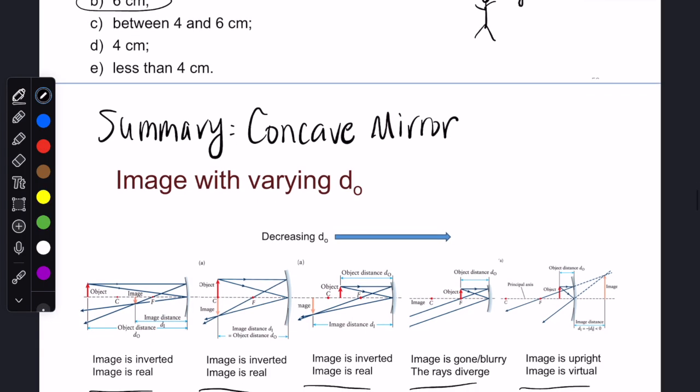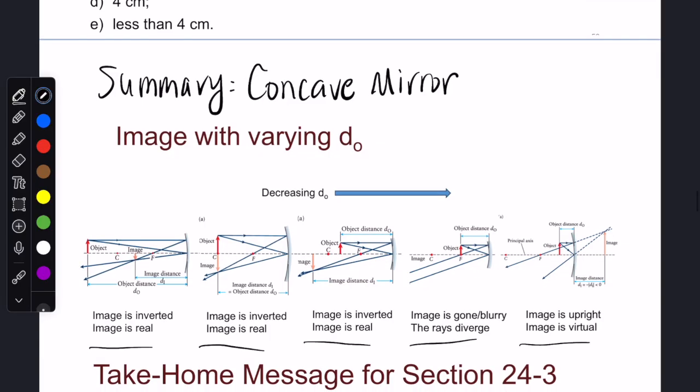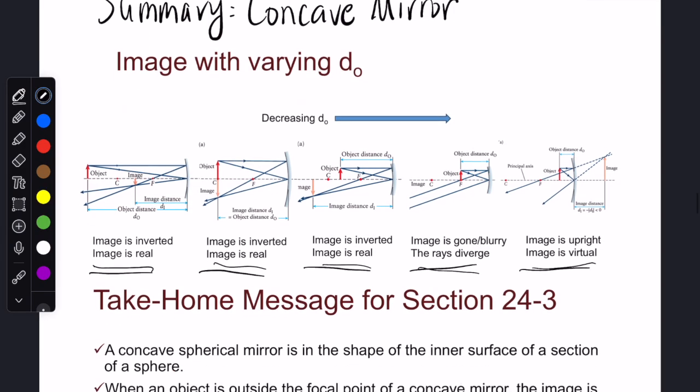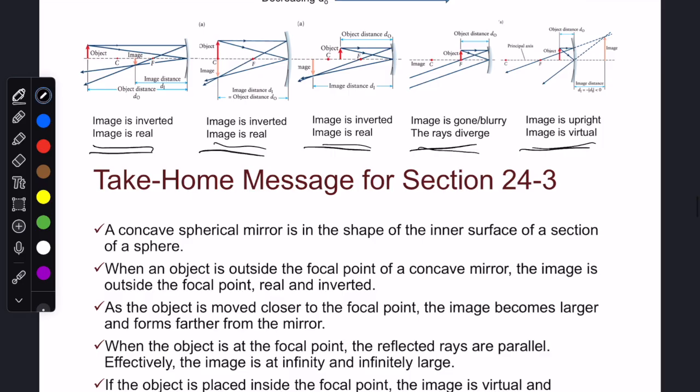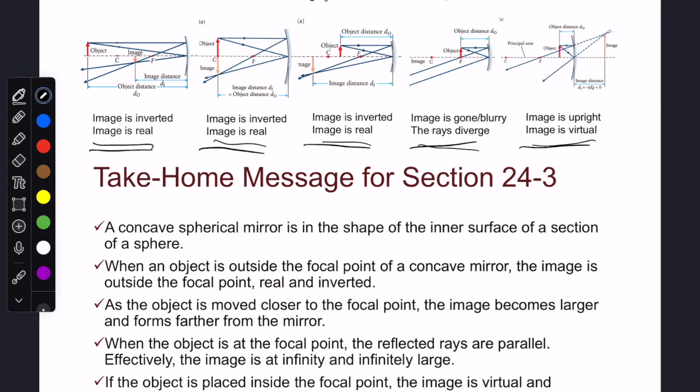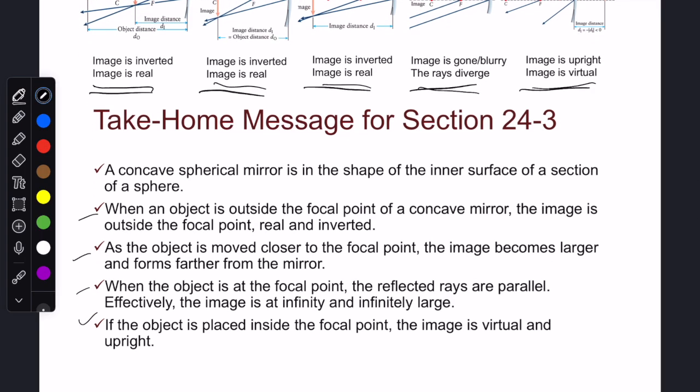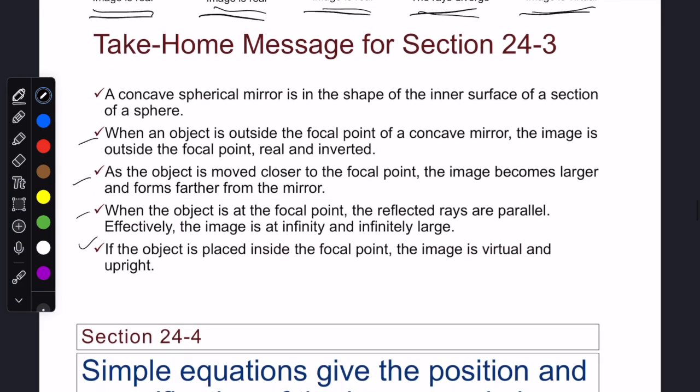So in summary, here's all those ray diagrams that we went through, from high to low object distance, right? We brought that object closer and closer to the mirror. And here are the properties. This is a very nice summary of everything we just talked about. Okay, and so to wrap up, we talked about the qualities of the image produced by a concave mirror. And that's basically what the summary is saying, so I'm not going to repeat it. We just talked about it, okay? And you can read through that.